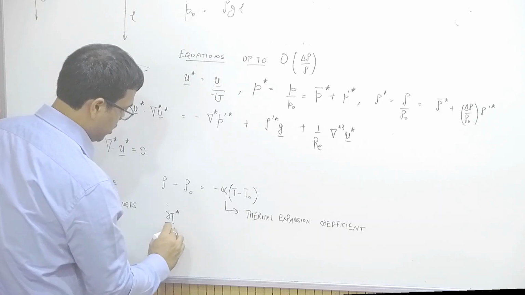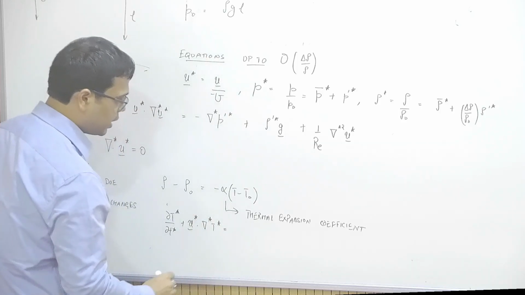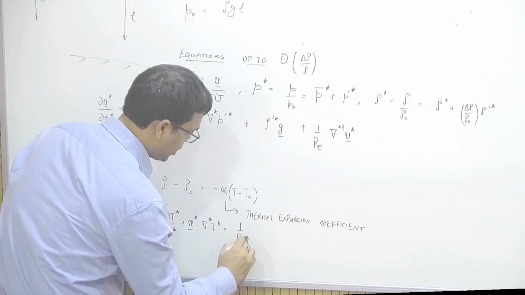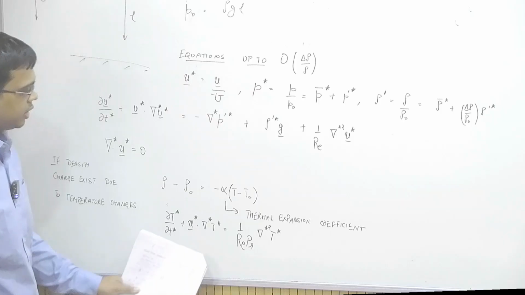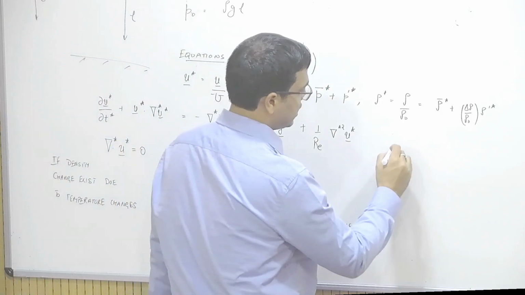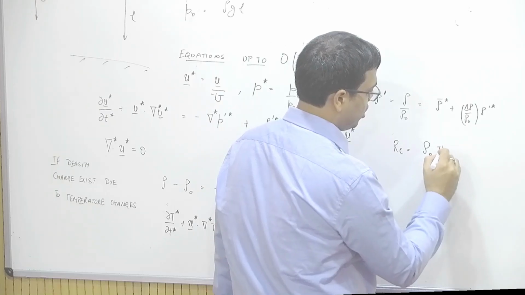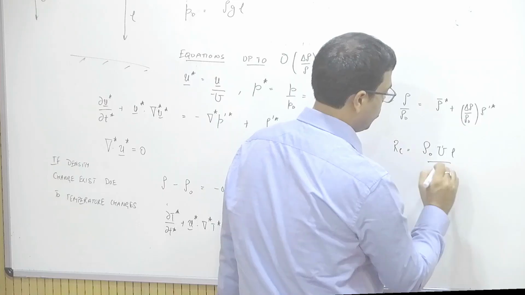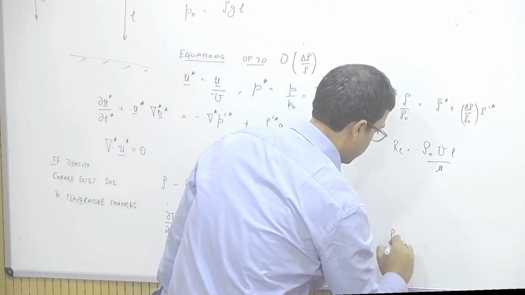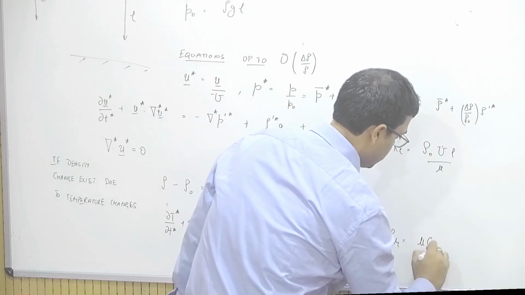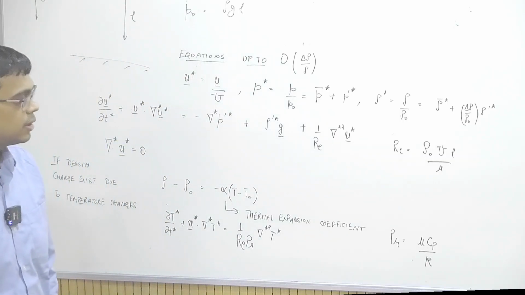plus u star dot, and then here we had another dimensionless number called the Prandtl number. This Re is your Reynolds number, which we had defined as rho naught U L over mu, where capital U is this. And the Prandtl number is simply mu Cp over K, where K is the thermal conduction coefficient.